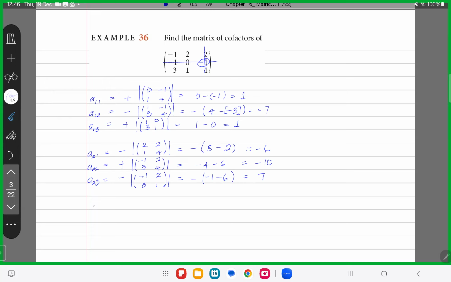Let's move to the third row. The sign convention is positive, negative, positive. We're finding the determinant of 2, 0, 2, 1. So the determinant is 2 minus 0, which is 2.